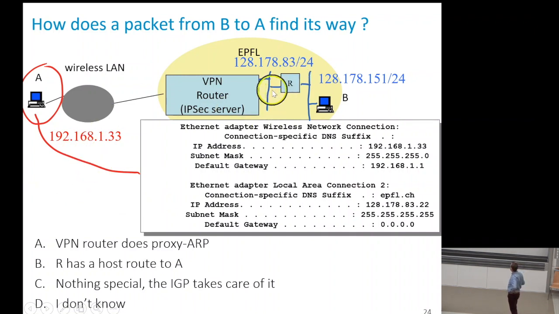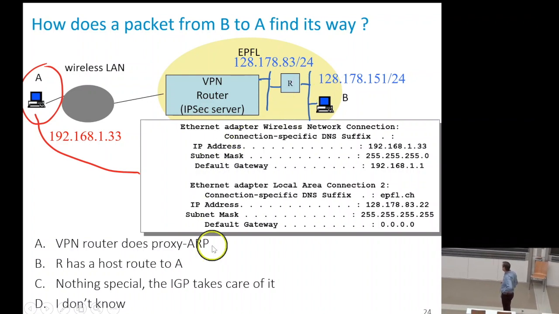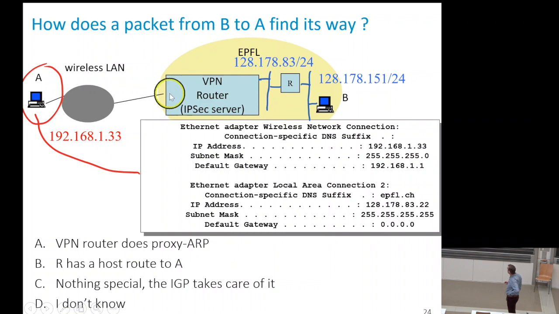When R sends the packet towards this destination here, in fact, it should send it to the VPN router, but it's not the EPFL, it's not the IP address of the VPN router. It is another IP address here. But we have seen a solution for that, it's proxy ARP. So here what we do, in fact, we are creating a virtual link on the VPN router that goes to A with this EPFL address.